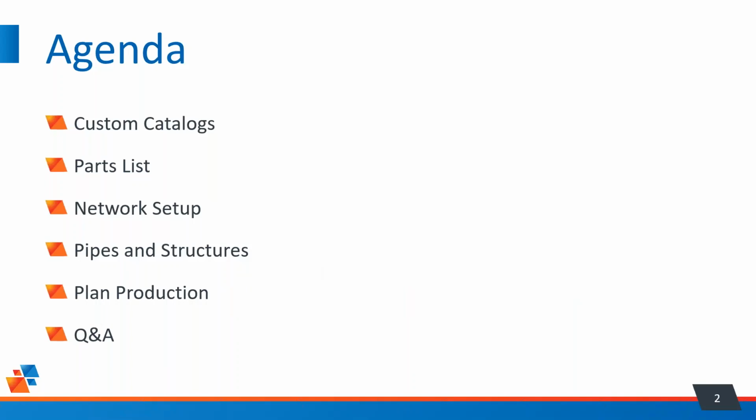So a little bit of the agenda today. We're going to start with custom catalogs. Then Matt's going to be talking a little bit about parlays and network setups. And then we're going to move to pipe and structures, and we're going to end with plan production and Q&A.